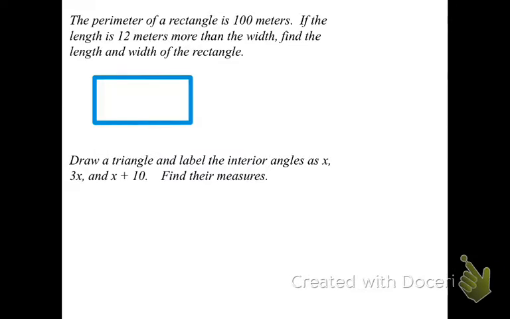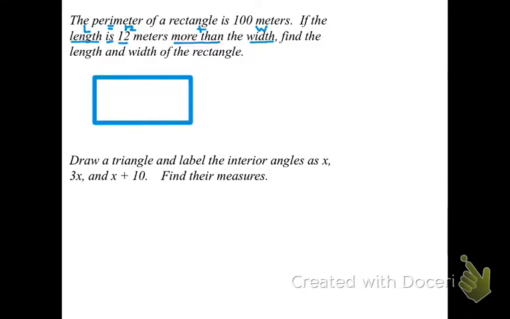It says the length is 12 meters more than the width. So let's dissect "12 meters more than the width." Let's call the length L. That word "is" means equals. 12 meters more than the width: so we have 12, more than means we're going to add, and then we have the width, which we'll call W.